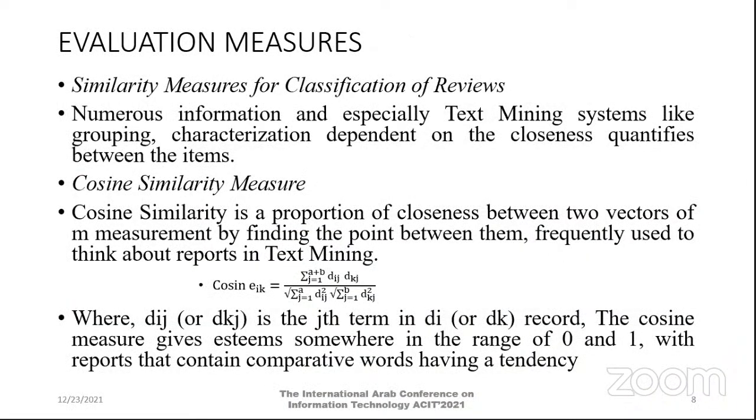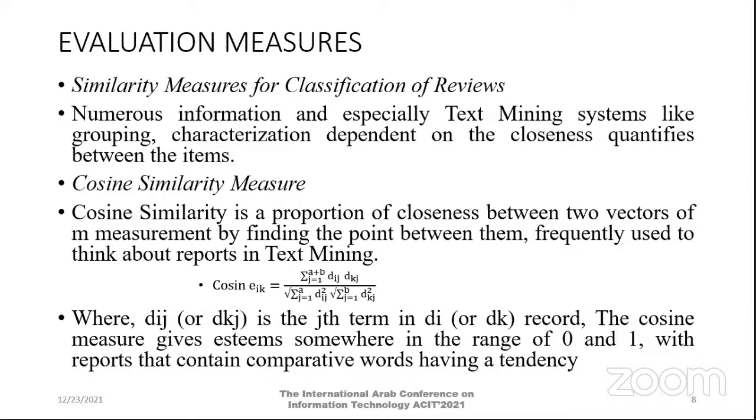So for the evaluation, in the evaluation measures, first we need to measure the similarity measures for classification of the review. There is a lot of information, and especially text mining systems use these for grouping and categorization based on the quantities between these items. So we used the cosine similarity measure.